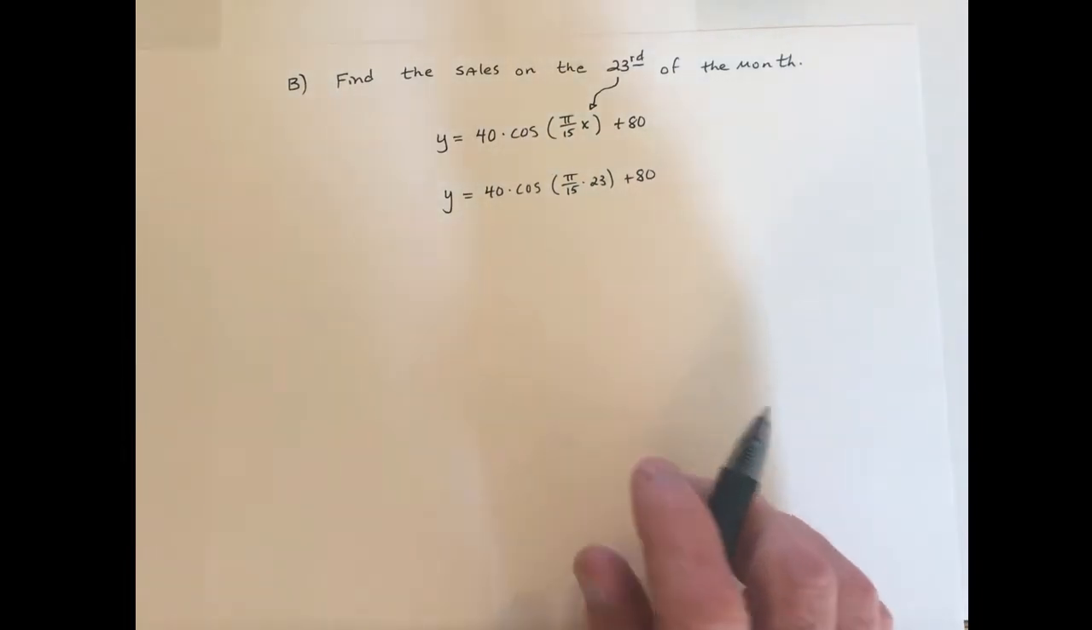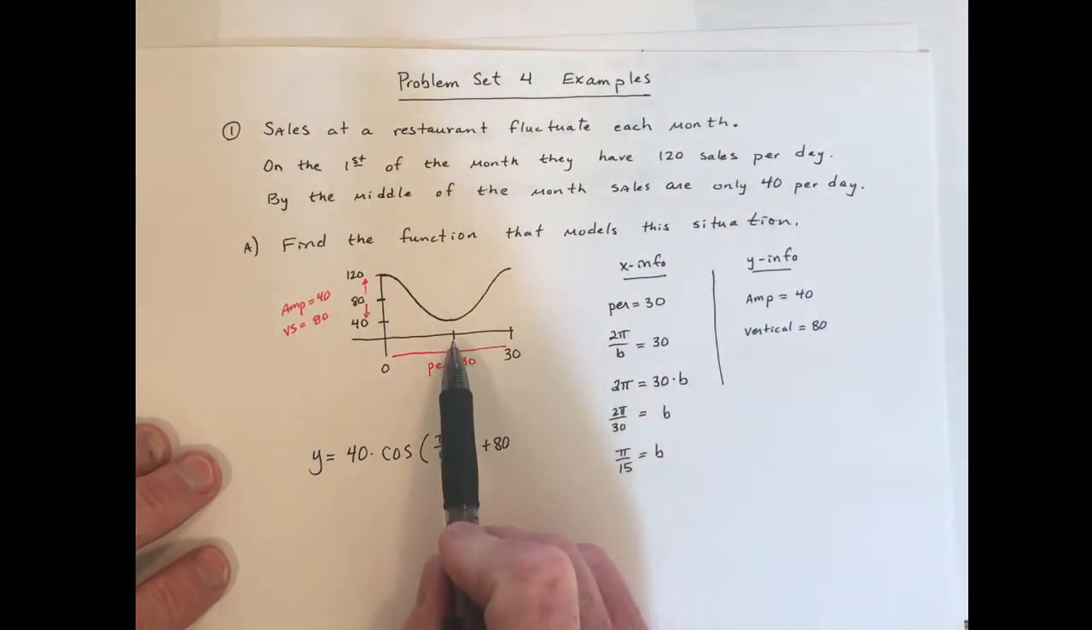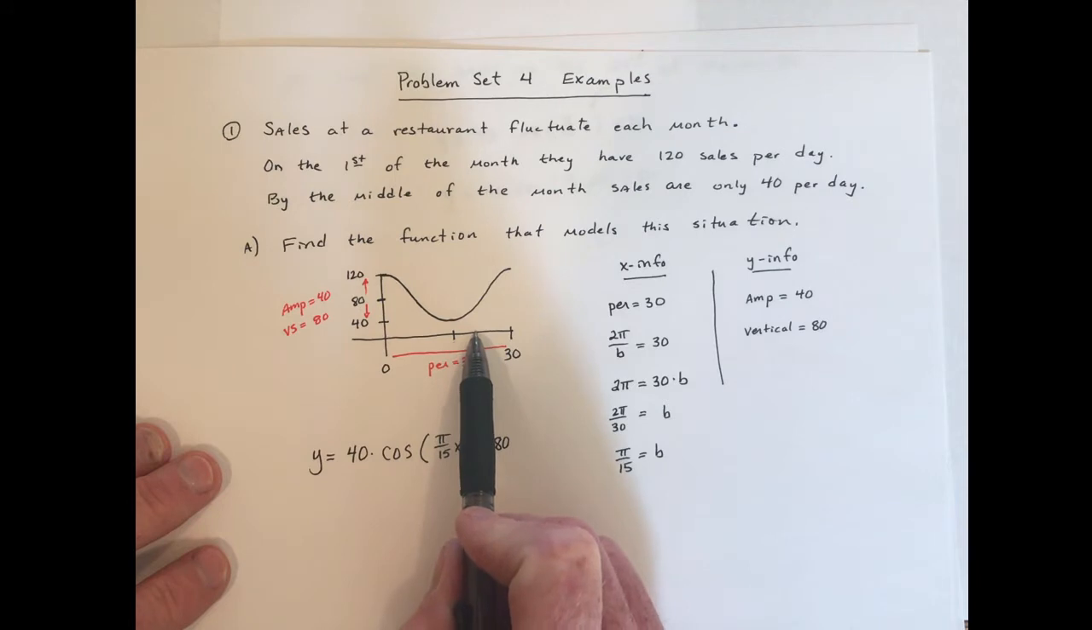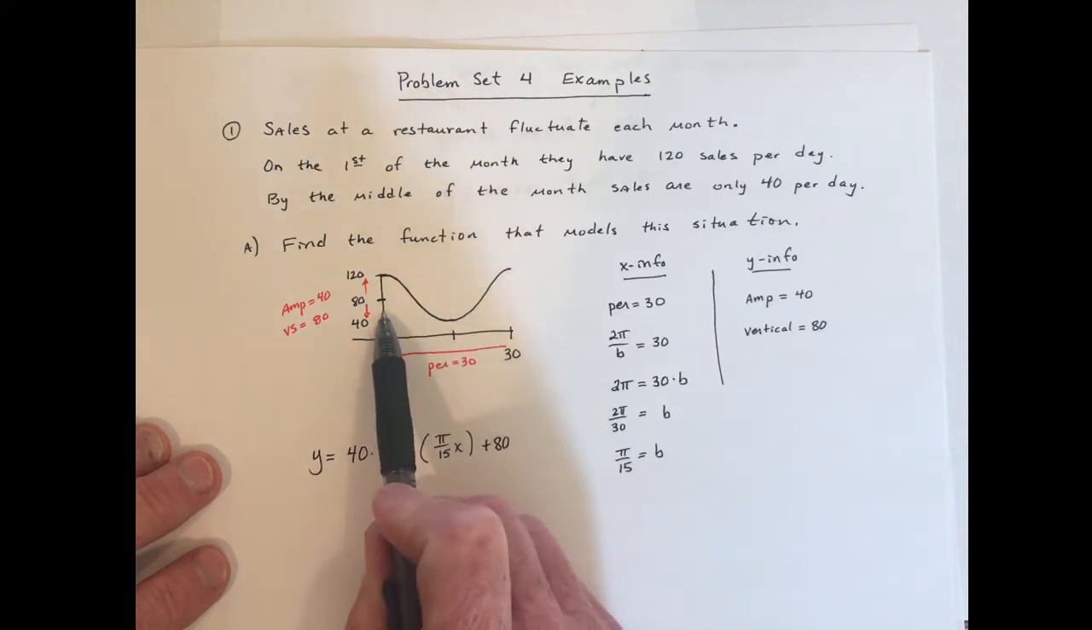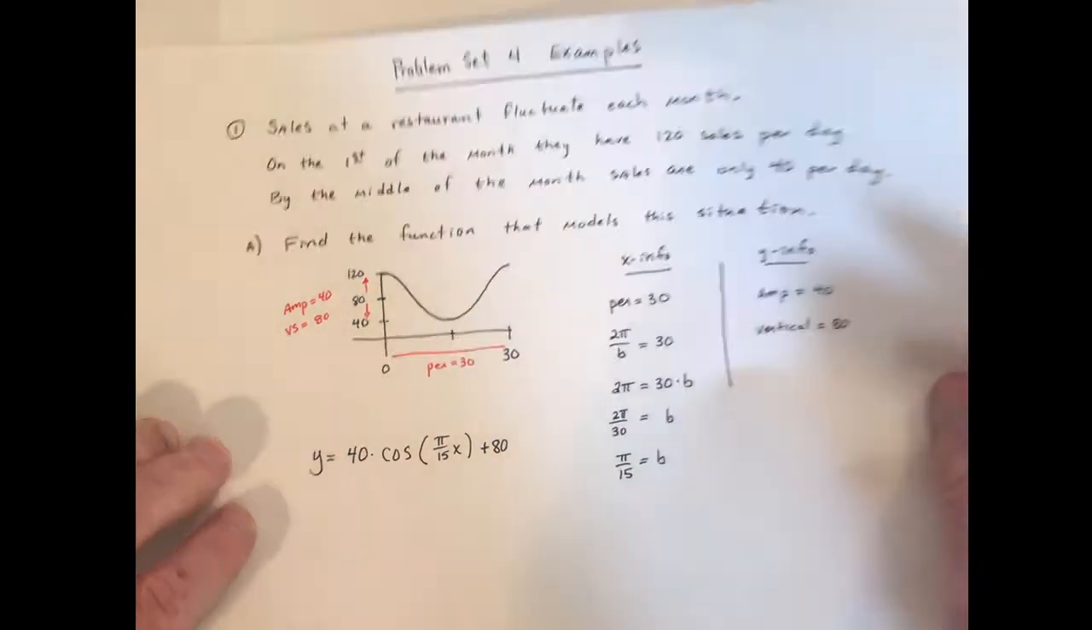Let me just go back to the graph real quick. So this would be the 15th of the month. The 23rd would be right about here. So we should get something that is somewhere between 40 and 80. Let's see how my prediction works out.